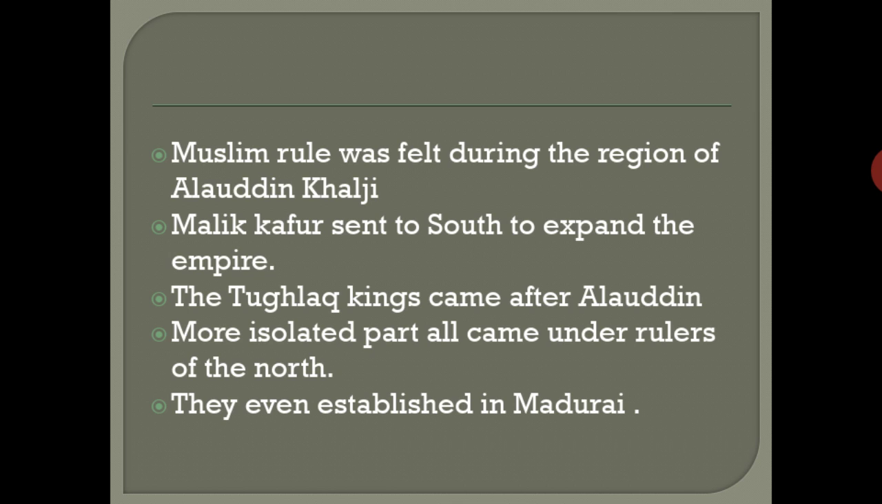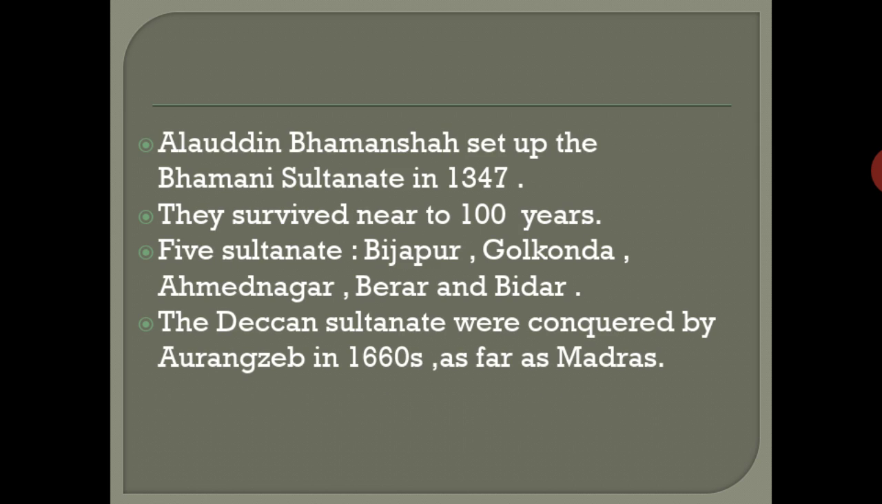Alauddin Bahman Shah set up the empire in 1347, and it survived for nearly 100 years. In South India, Bijapur, Golconda, Ahmednagar, Berar and Bidar were the five very important sultanates. Sultans means kings, but Muslim kings; they are called a sultanate.